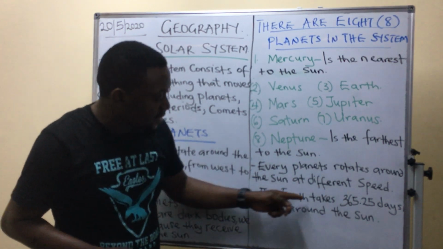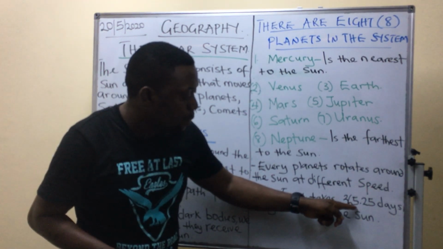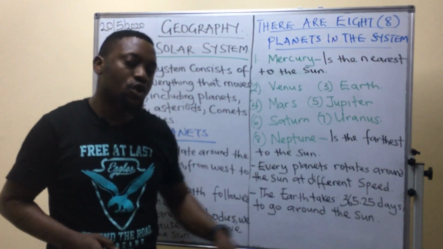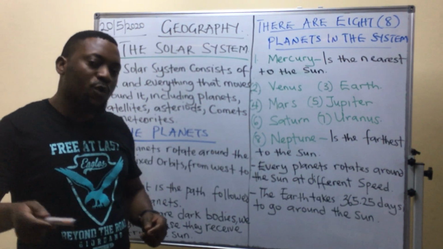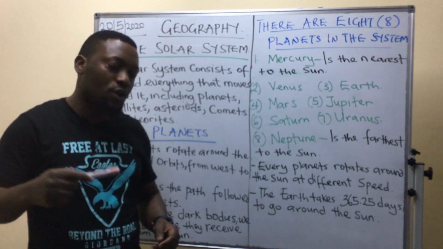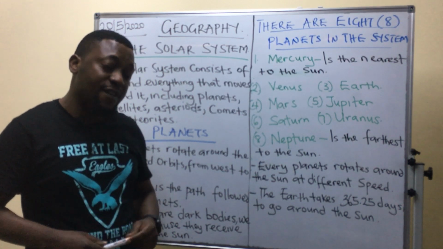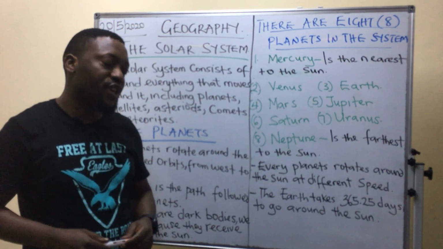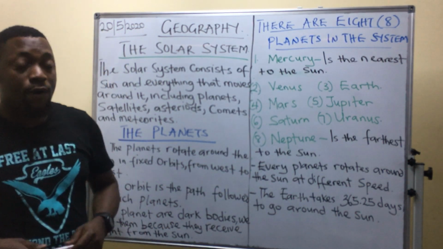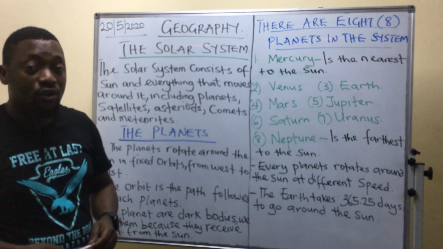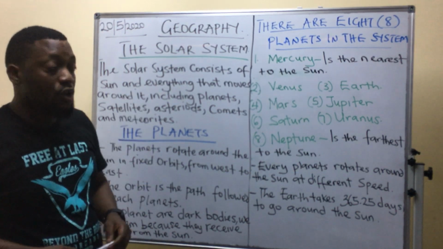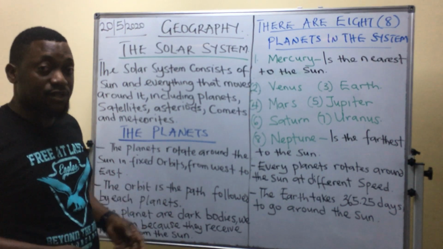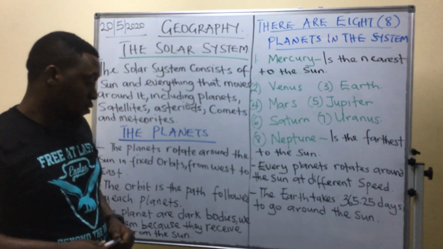Then the Earth takes 365.25 days to go around the sun. So before the Earth completes its rotation around the sun, it takes 365.25 days. For further illustration on the solar system, I'm going to show some pictures of the solar system for more illustration.